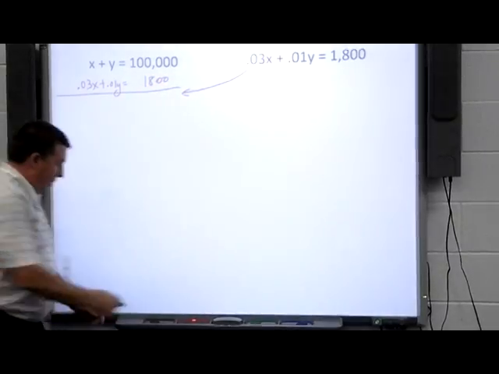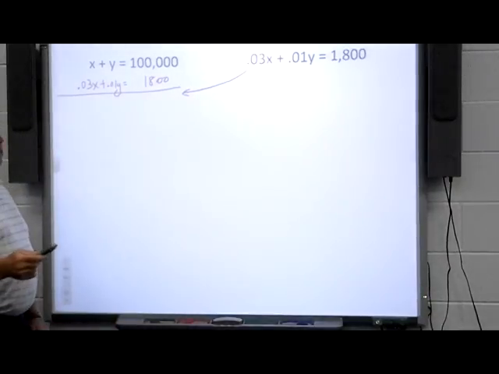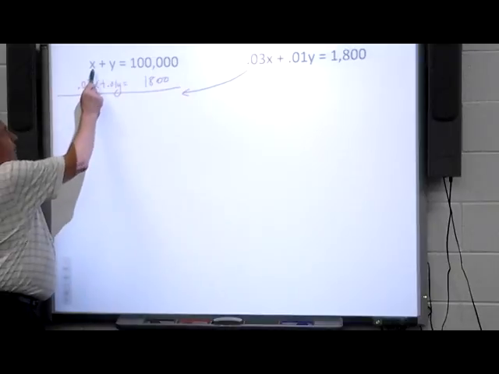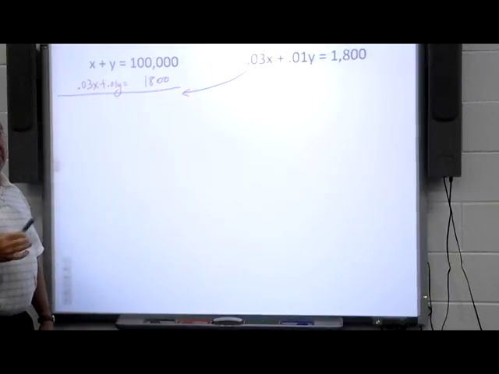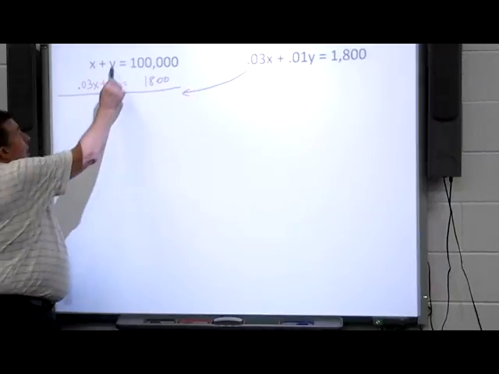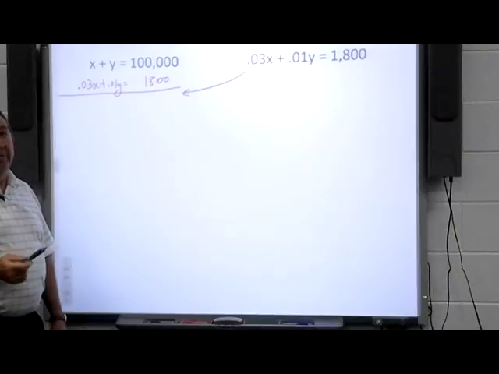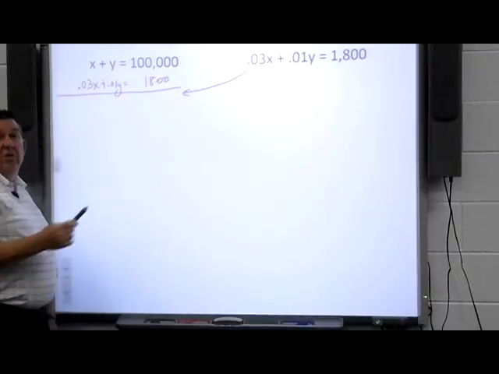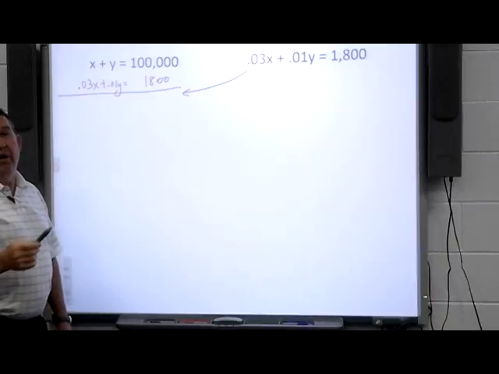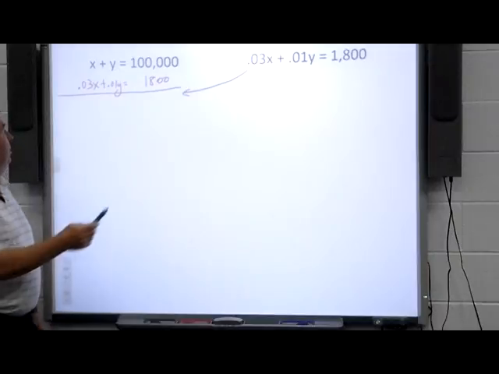The reason I did that is because elimination, again, is we have two variables and we want to eliminate one of them. I have 1x and 0.03x. If I add or subtract, I'm not going to eliminate those x's. I have a 1y and a 0.01y. If I add or subtract those, I won't eliminate them either. So I have to change one of these equations to get them to match up so I can add or subtract the coefficients, which is the number in front of the variable, to eliminate one of them.